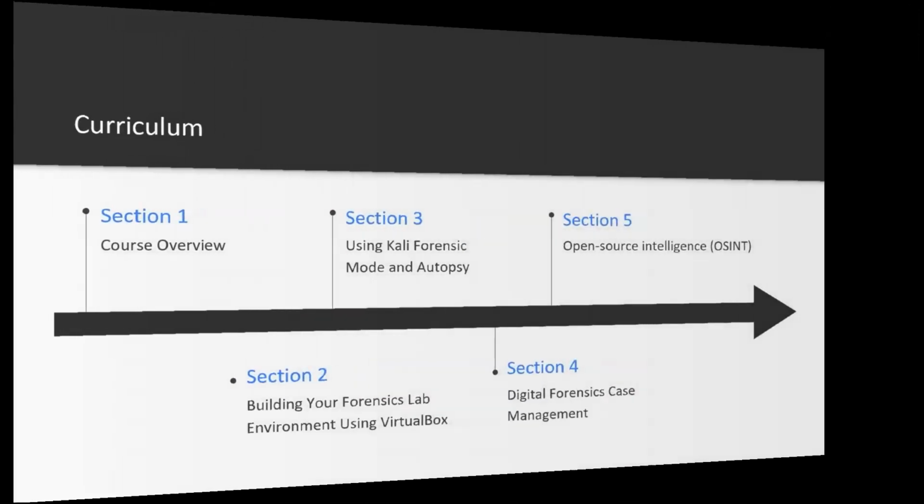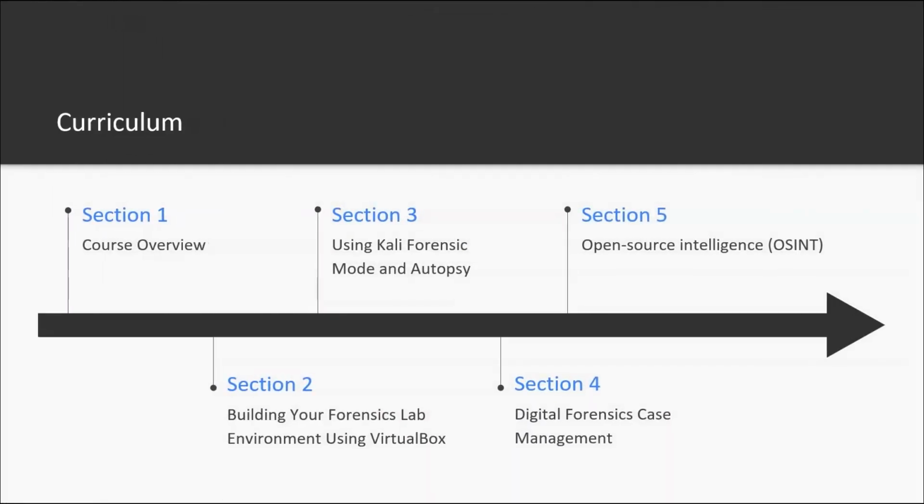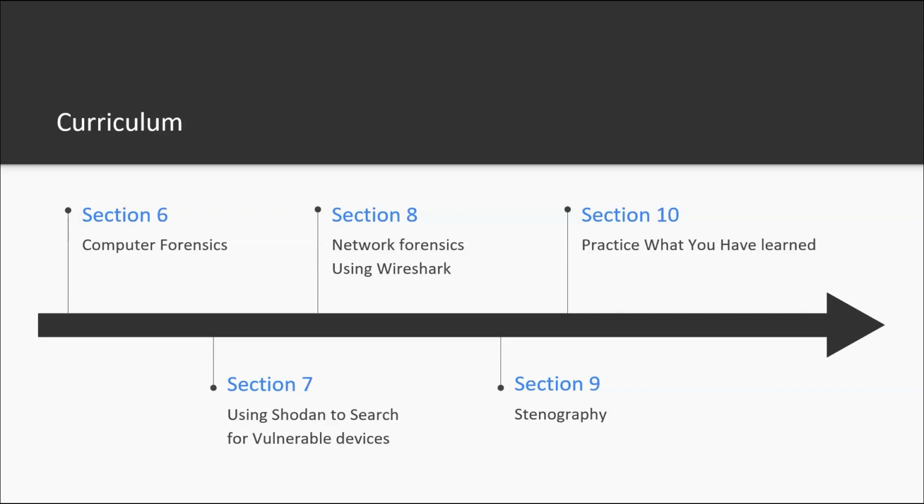Now, what is the curriculum? Well, let's go over that real quick. So you're right now inside of the course overview. In section 2, you're going to get into building your forensics lab environment using VirtualBox. Now, in section 3, we're going to be using Kali Forensics Mode and Autopsy. And then in section 4, we're going to do some more digital forensics case management. In section 5, you're going to have open source intelligence gathering. And in section 6, we're going to get into computer forensics.